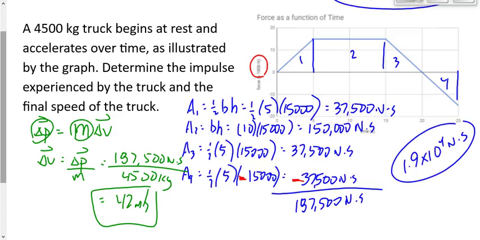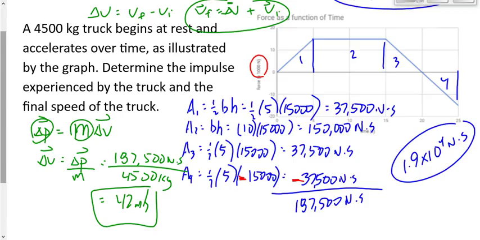Then the final velocity would be 47 meters per second. We changed by 42. We increased by 42, right? If my initial was 5, then my final would be 47. Right, delta V is VF minus VI. So VF would be delta V plus VI. Right? In this case, it doesn't matter, right?